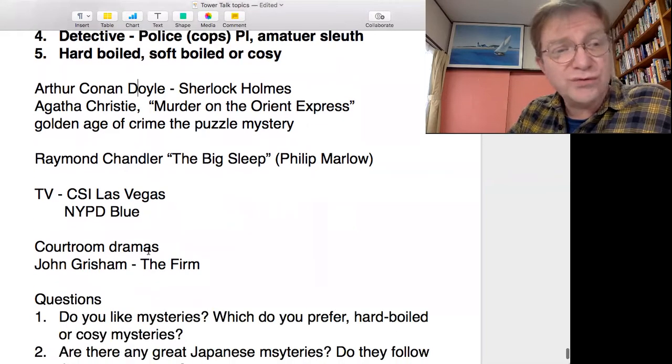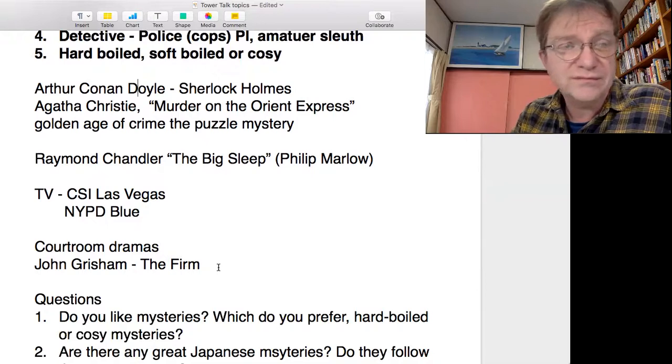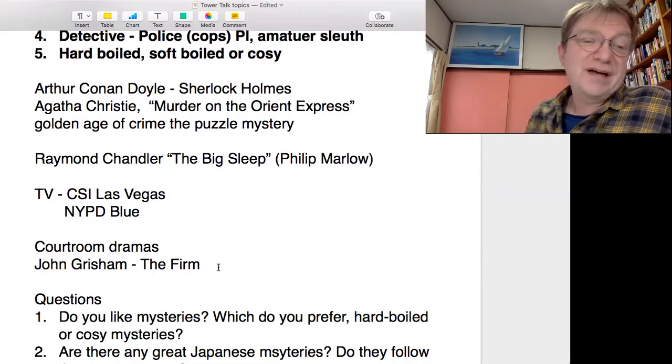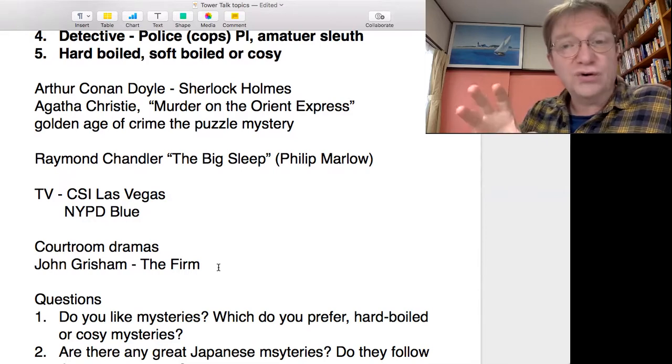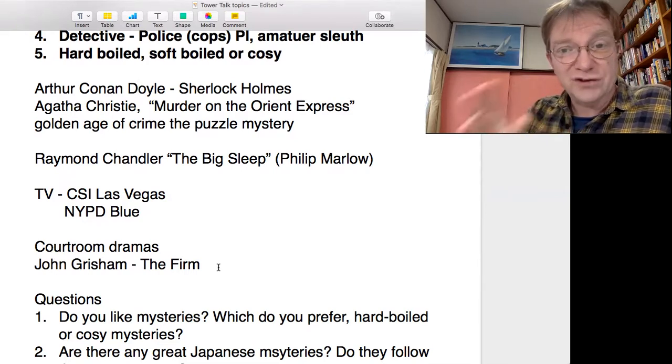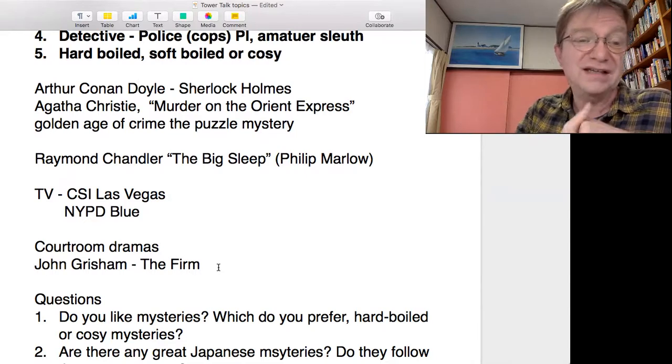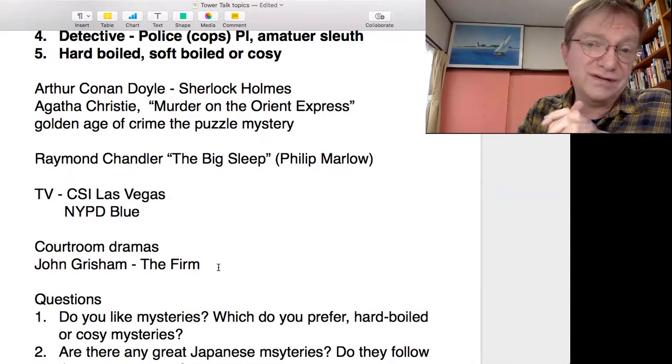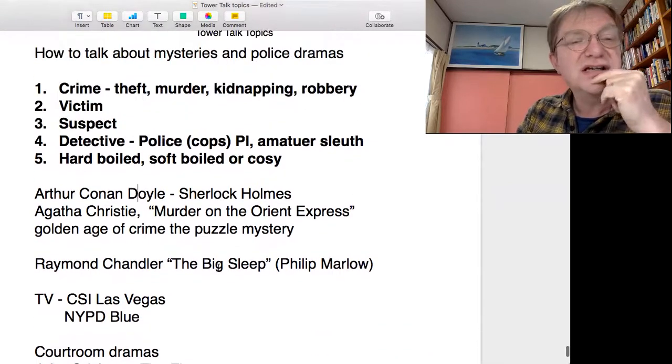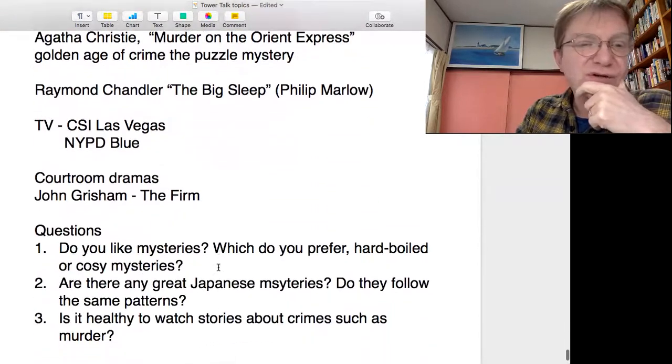There's also courtroom dramas. A famous writer is John Grisham. He wrote The Firm with Tom Cruise. It was a movie. Oh, that must be 20, 30 years now. But in the court, the judge is there, and the lawyers are arguing. And that's become a kind of police drama too. So, okay, just some words and things to think about when you're thinking about mysteries.